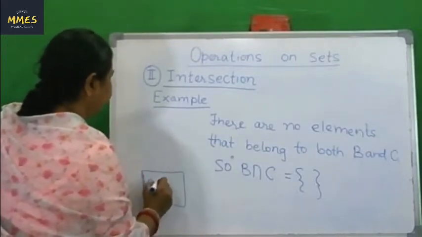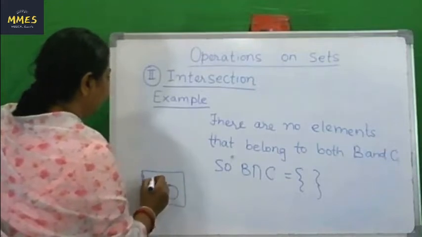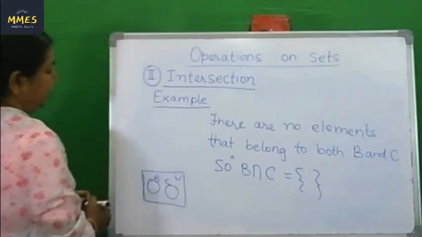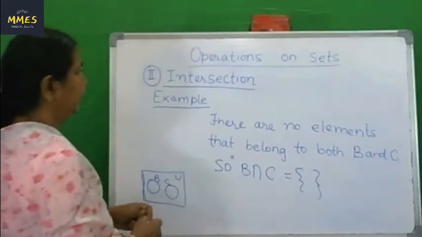Suppose there is no element common, so B and C. So this is an example of an empty set.